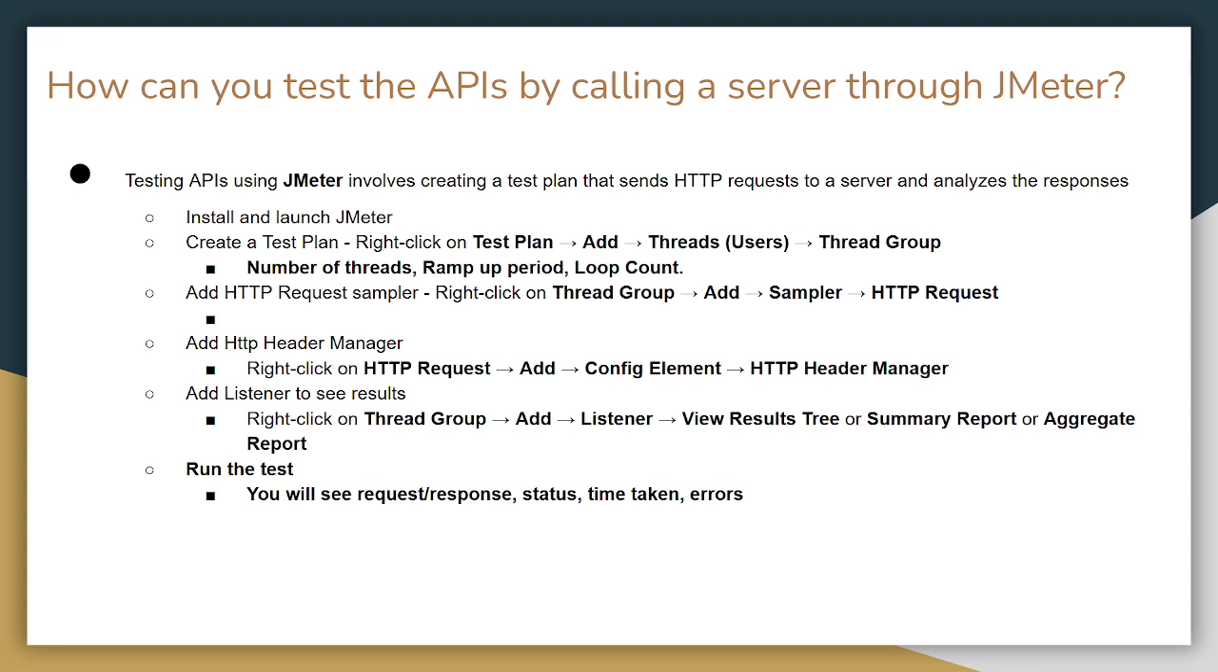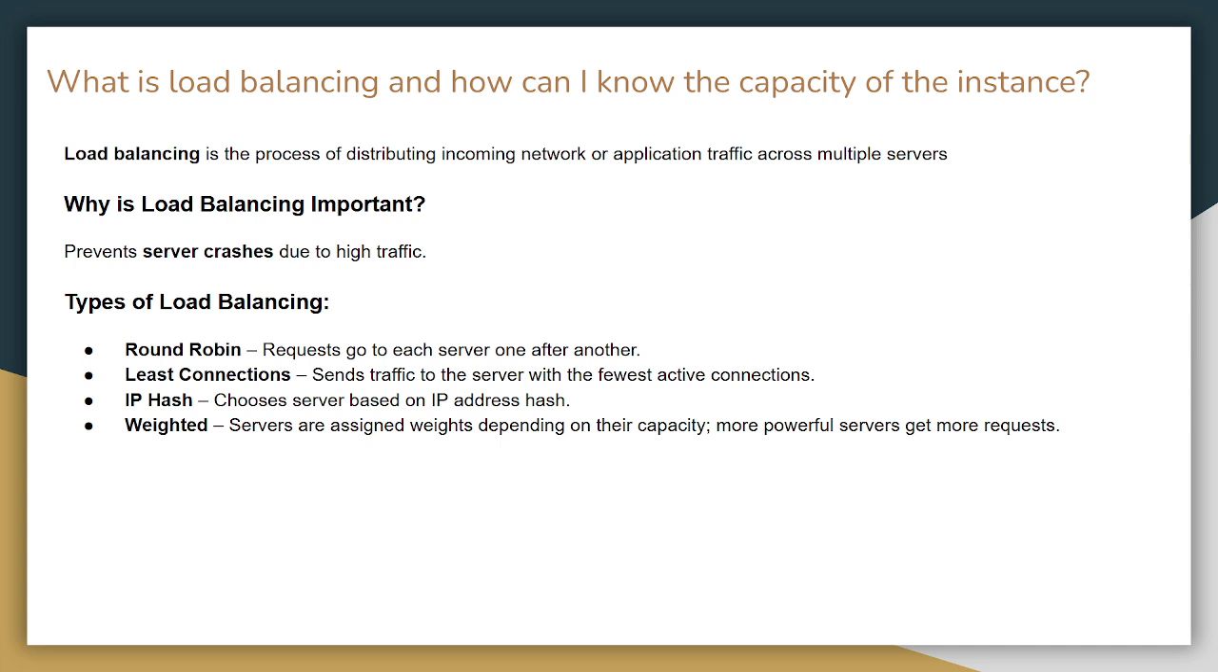Okay, the next question is, what is load balancing and how can I know the capacity of the instance? Load balancing is a process of distributing incoming network or application traffic across multiple servers to ensure no single server is overwhelmed, giving better performance and reliability, high availability, and fault tolerance.